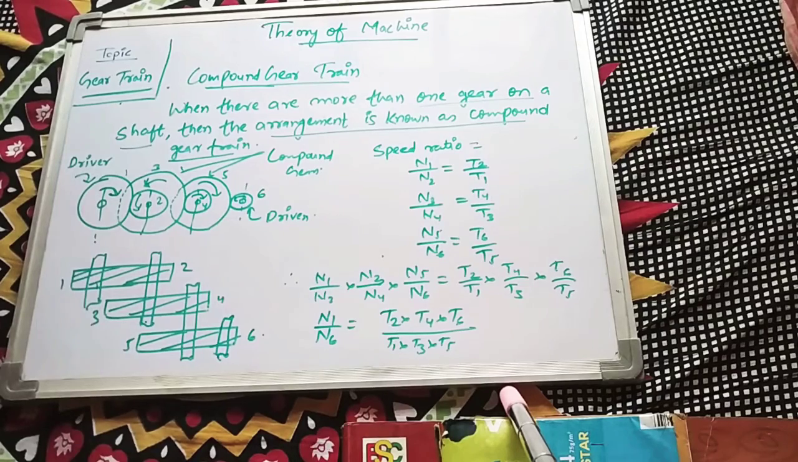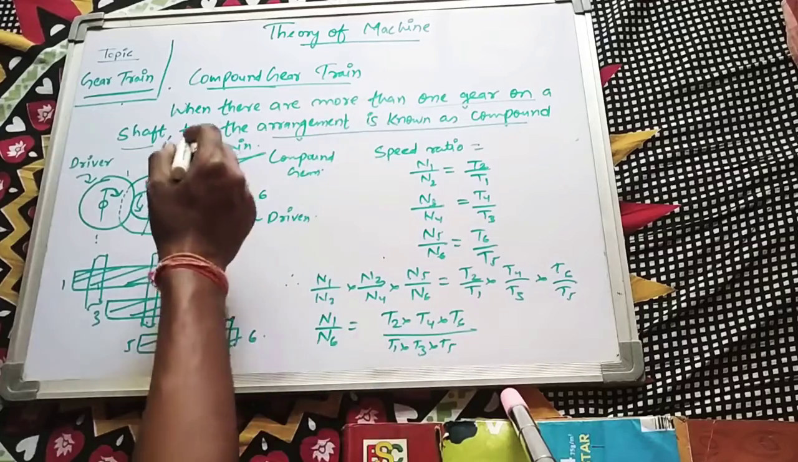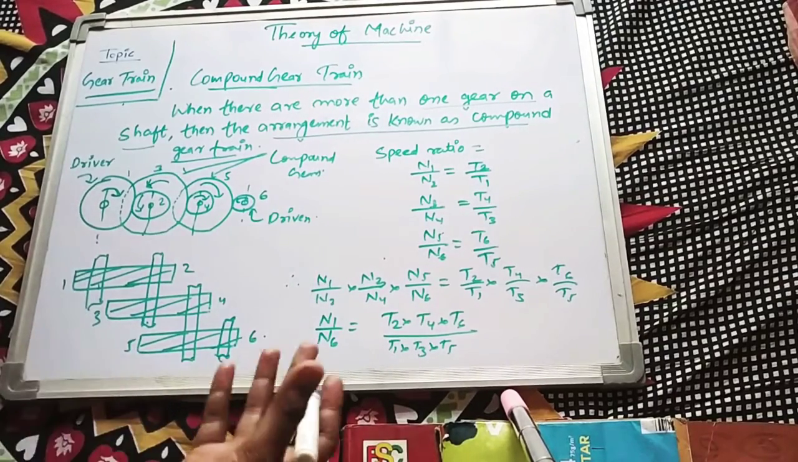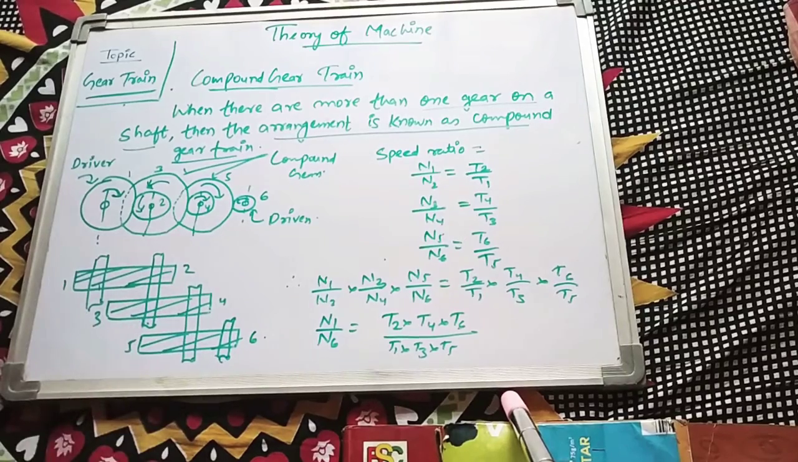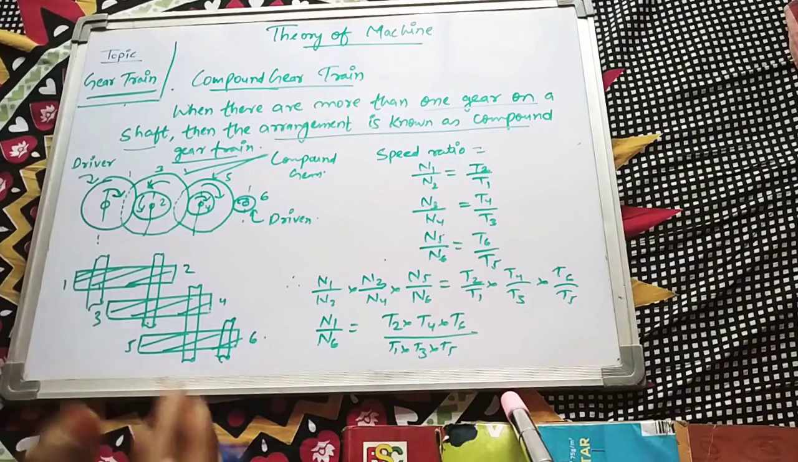In simple gear train we have a single gear on each shaft, but here on each shaft we can have more than one gear. That means, once again I am telling you, when there is an arrangement in which a single shaft can have more than one gear, then that type of arrangement is known as compound gear train.